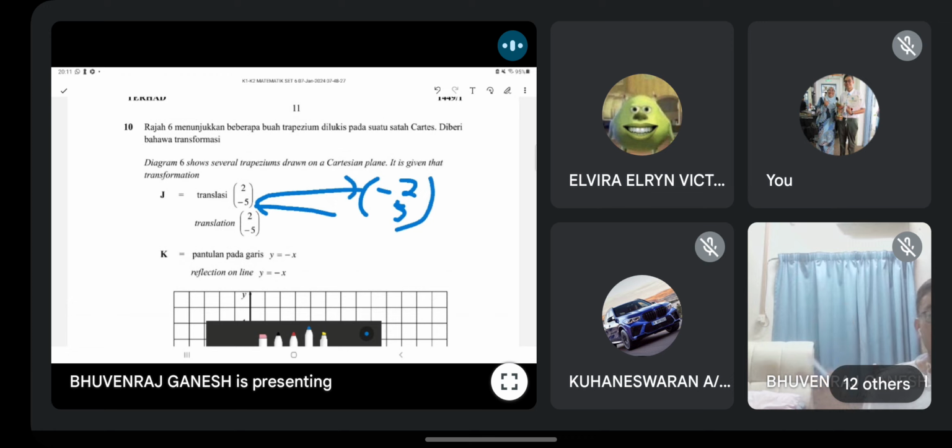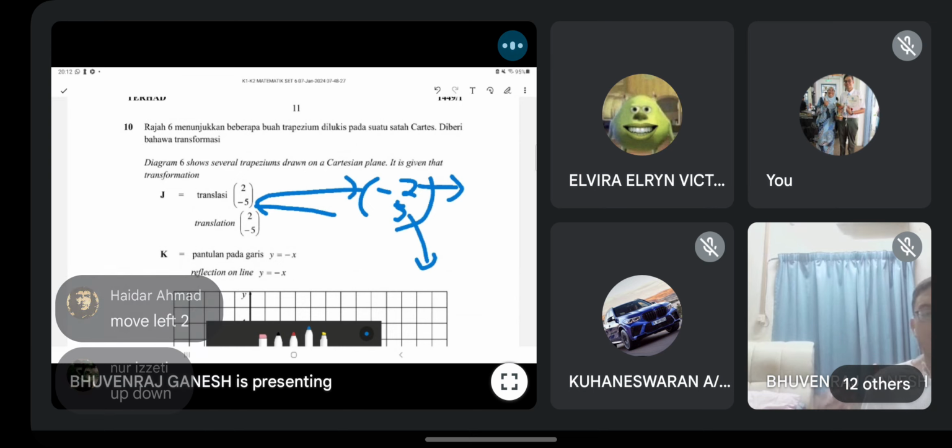You change the sign. Okay, so now negatif 2 ni mewakili apa, guys? What does negative 2 mean over here? Can anyone describe? Cuba huraikan kat saya. Negative 2 tu maksud apa? Yes, left, right. Kalau negatif, dia left lah. Okay, this one, 5. 5 ni mewakili apa? Yes, up, down. So, 5 is up.